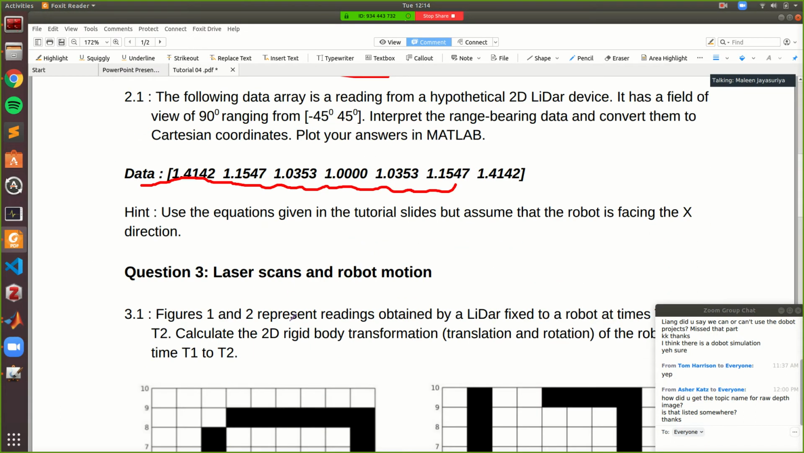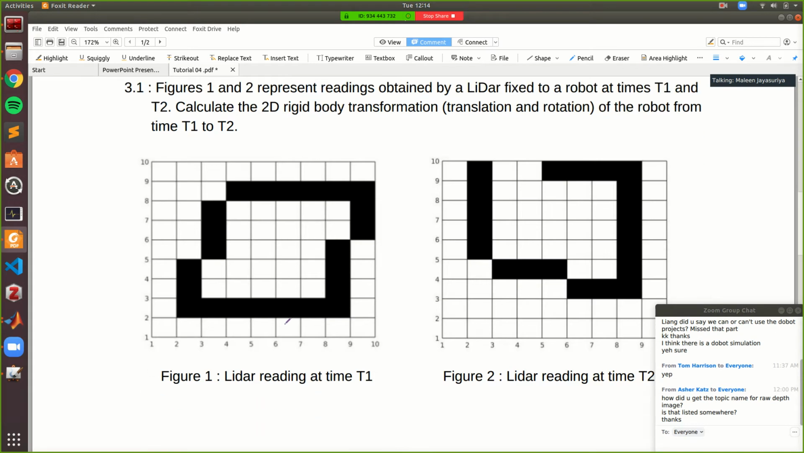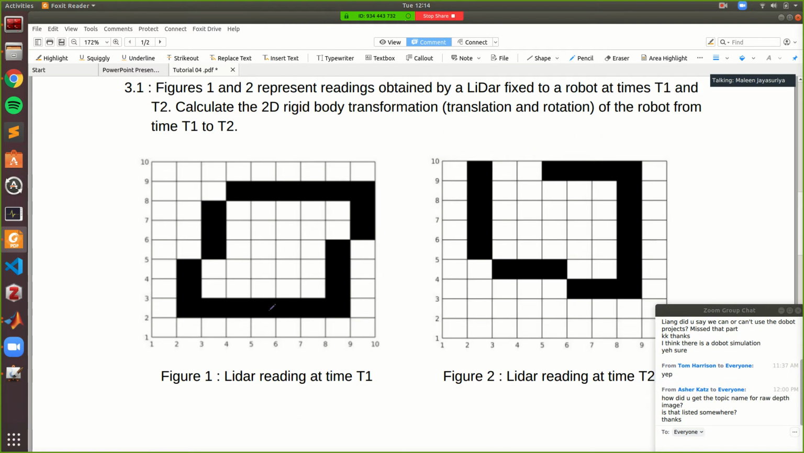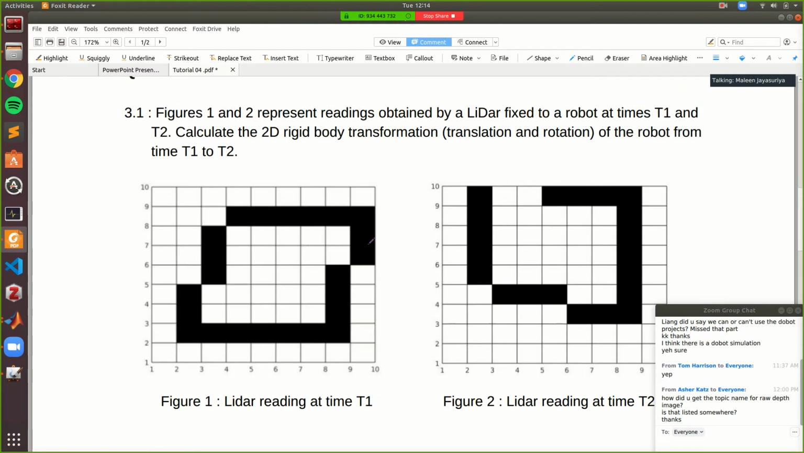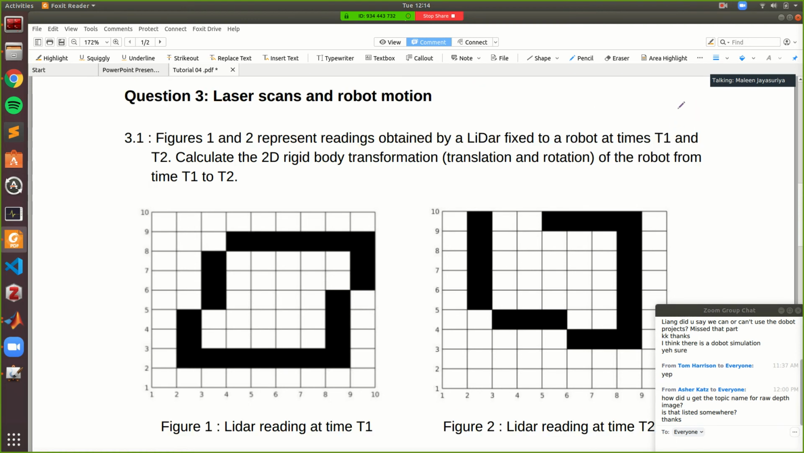Now what you can do is look at question 3. In question 3, you don't really need to use MATLAB or anything. I just want you guys to look at these two images and figure out what sort of transformation has taken place, right? So I'll give you guys a few minutes to look at question 3 and we'll discuss it.